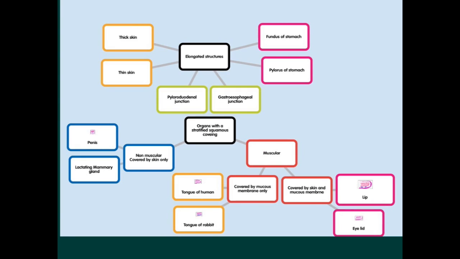In this presentation, we have taken 12 slides. We have taken the elongated structures, which contain 6 slides: fundus, pylorus, gastroesophageal, pyloroduodenal, thick and thin skin. We have taken the organs covered by stratified squamous epithelium, covered by skin and mucous membrane: lip and eyelid; covered by mucous membrane only: human and rabbit tongue; non-muscular, covered by skin only: penis and lactating mammary glands.